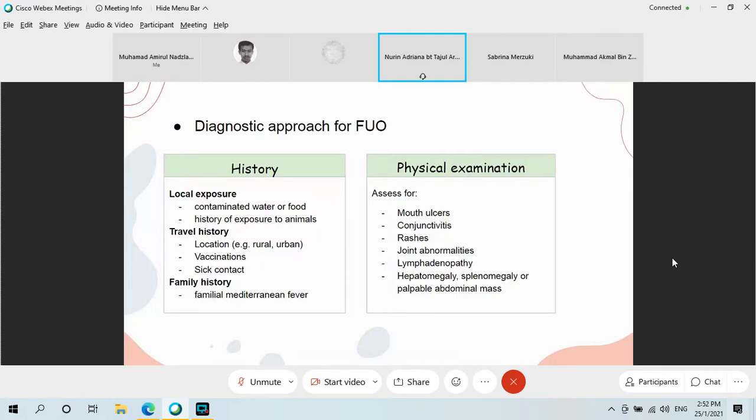Next, for travel history, for malaria vaccine and hepatitis A vaccine, sometimes if they travel to certain countries that have particularly high prevalence of the disease, they must take the vaccine. So ask for travel history.